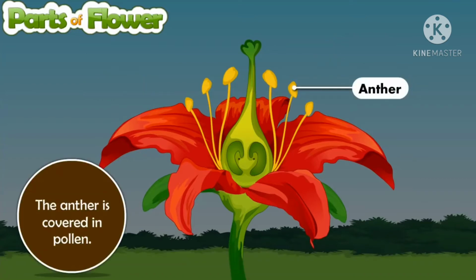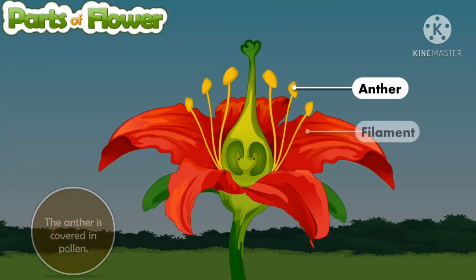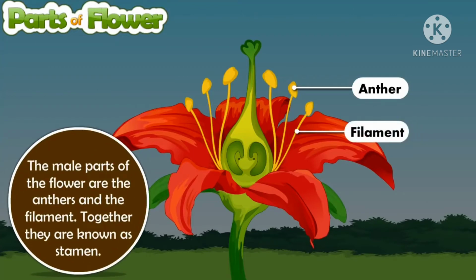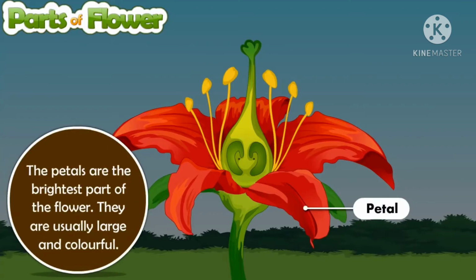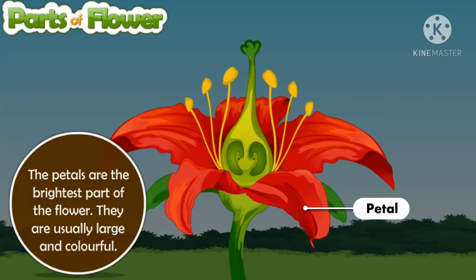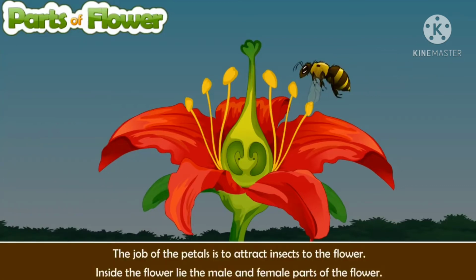The anther is covered in pollen. The male parts of the flower are the anthers and the filament. Together they are known as stamen. The petals are the brightest part of the flower. They are usually large and colorful. The job of the petals is to attract insects to the flower. Inside the flower lie the male and female parts of the flower.